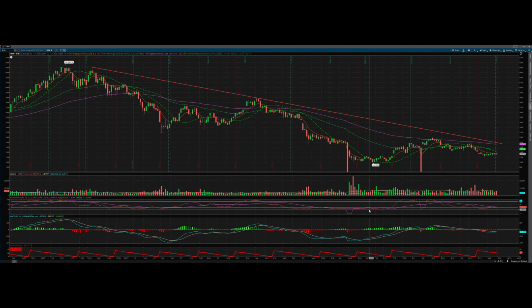I'd leave my trend line like that, to be honest with you. That's how I would do it, because we know it's a downward trend. It's going from the upper left to the lower right.